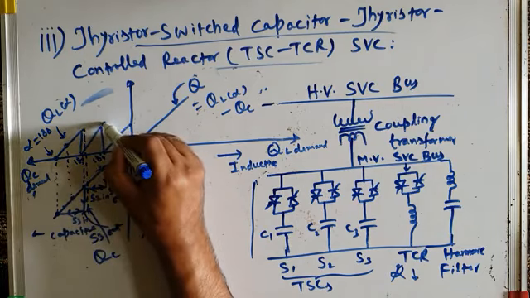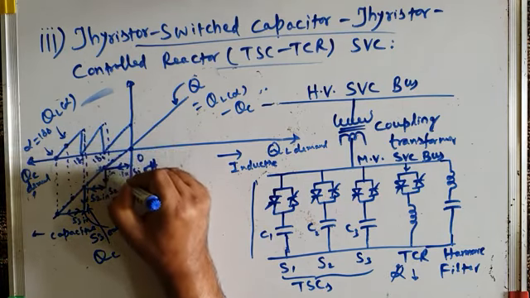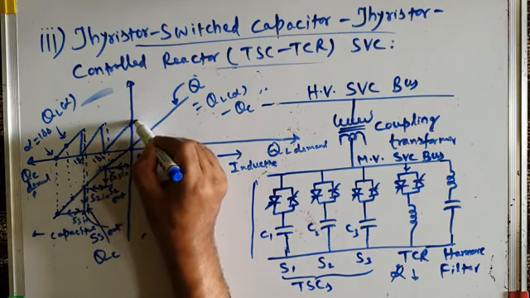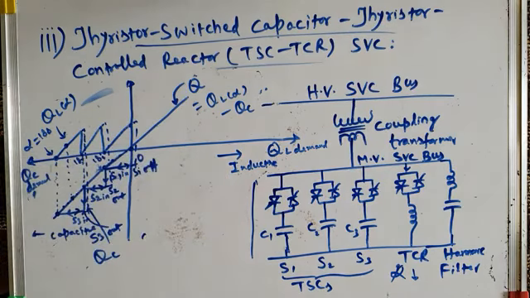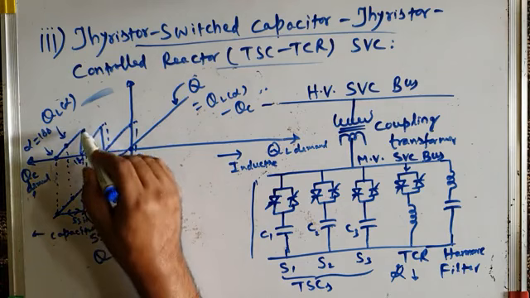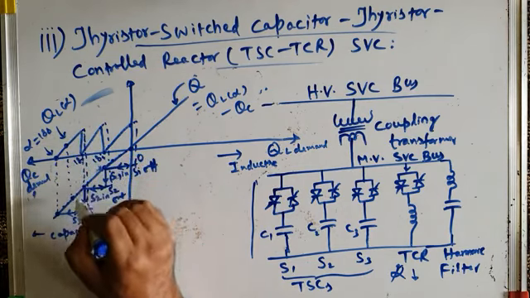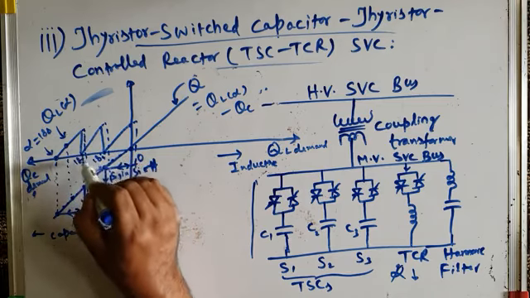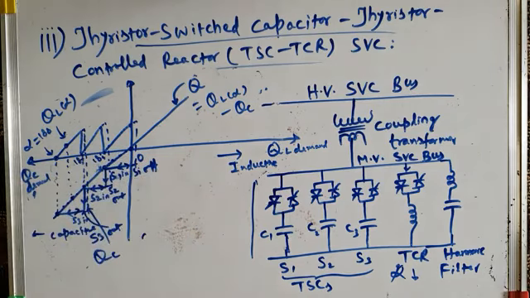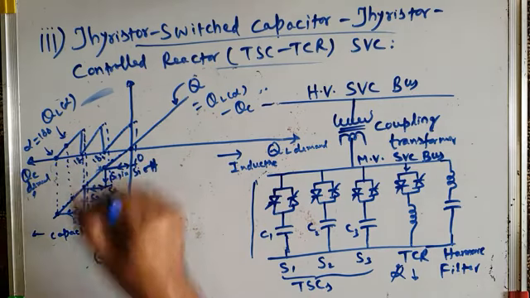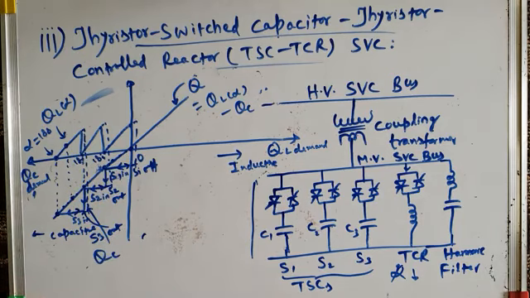Then similarly, it is turned off somewhere here. Okay. So therefore, this gives a hysteresis between turning on, turning off, switching out, and switching in of the TSC branch. That's called hysteresis, I mean delay between the two.